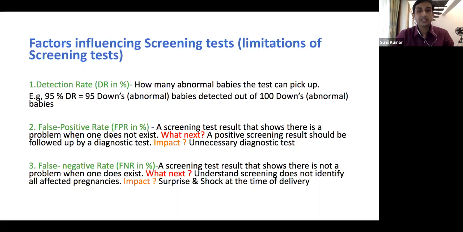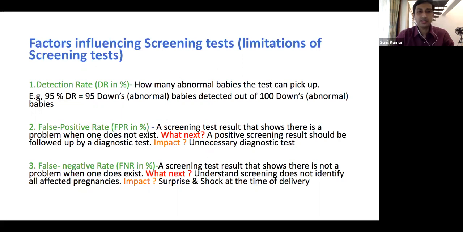A screening test result that shows there is a problem when one does not exist is called the false positive rate. That means the disease is not there, but the test has shown that there is a disease. What is to be done in case of false positives? A positive screening result should be followed up by a diagnostic test. What is the impact of a high FPR? Unnecessary diagnostic tests the patient will undergo.